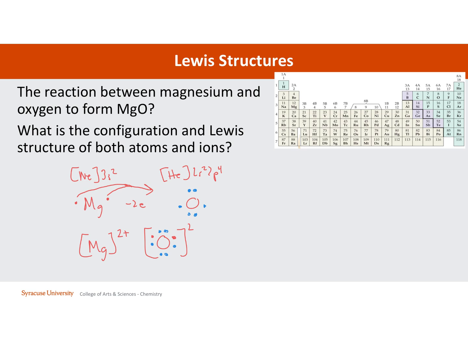For the electron configuration, magnesium got rid of its 2 outermost electrons. It's now isoelectronic with neon, and oxygen would also be isoelectronic with neon, because it gained 2 electrons. Helium 2s2 2p6 is the electron configuration of oxide, O 2 minus, which is the same electron configuration as neon.